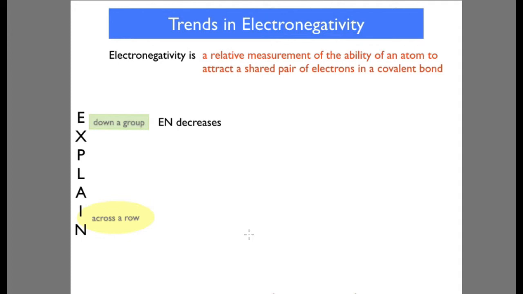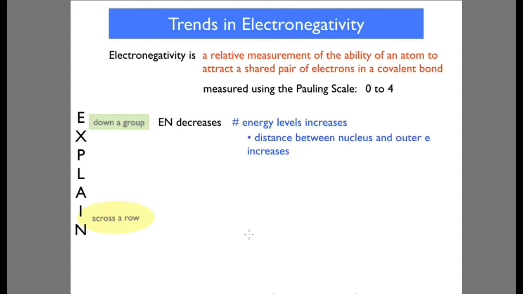First, let's remind ourselves of the definition of electronegativity. It's the relative measurement of the ability of an atom to attract a shared pair of electrons in a covalent bond. It's measured using the Pauling scale, which is 0 to 4. The explanation for electronegativity decreasing down a group is that the number of energy levels increases, so the distance between the nucleus and outer electrons increases. So the force of attraction between the nucleus and outer electron decreases.